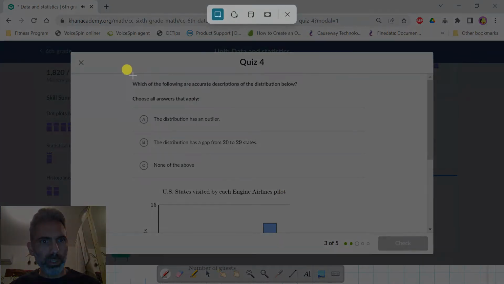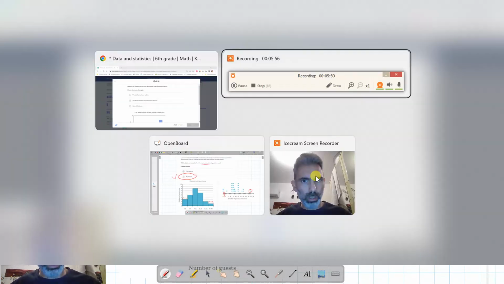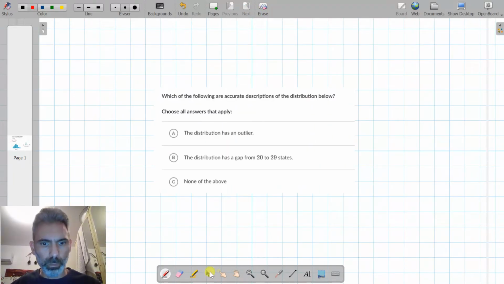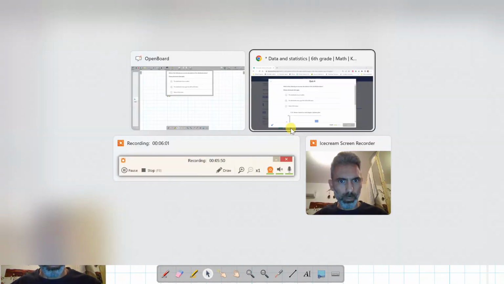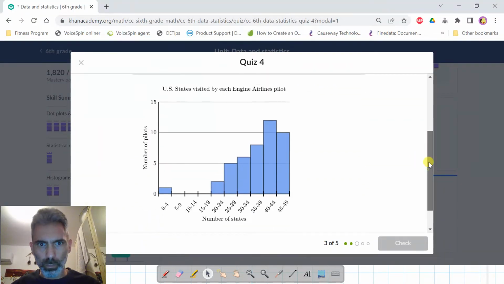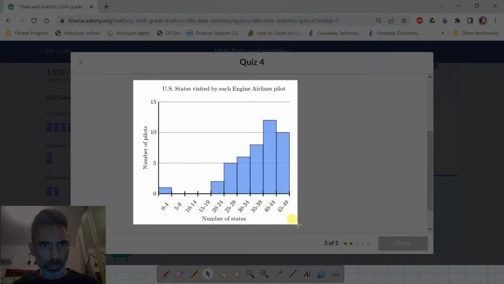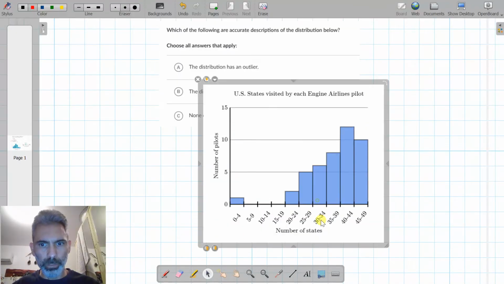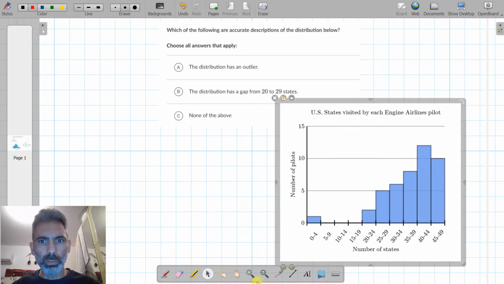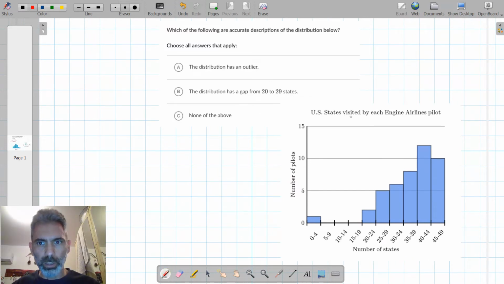Okay, next question. I'll copy it to the board. So this is a histogram, and this histogram shows US states visited by each engine airlines pilot. Which of the following are accurate description of the distribution below? The distribution has an outlier. This is correct.